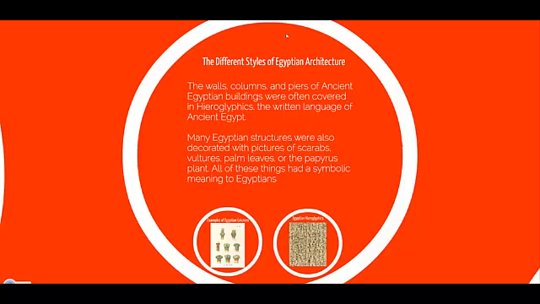Alright, now we have the different styles of Egyptian architecture. Usually the walls, columns, and piers of ancient Egyptian buildings were covered in hieroglyphics, which was the written language of ancient Egypt. Many Egyptian structures were also decorated with pictures of scarabs, vultures, palm leaves, or the papyrus plant. All of these things had symbolic meaning to Egyptians.